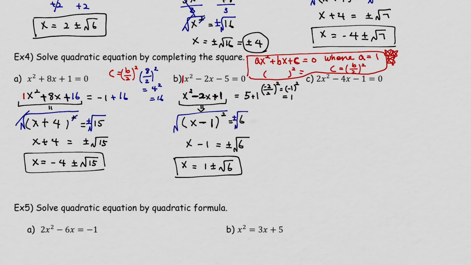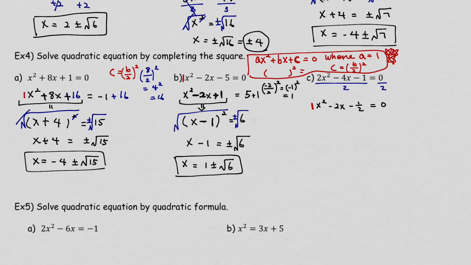Okay, so in this one, our leading coefficient is not 1. So we're going to start by making it 1. How? Well, let's see if I can divide both sides of the equation by 2. Then I will end up getting x squared minus 2x minus 1/2 equals 0, right? So the first thing I need to do is make the leading coefficient 1, and I did that by dividing both sides by the leading coefficient.